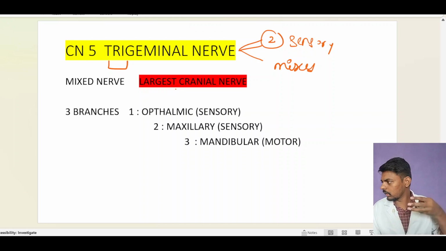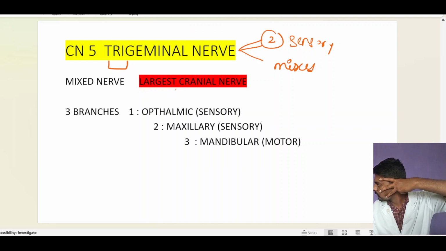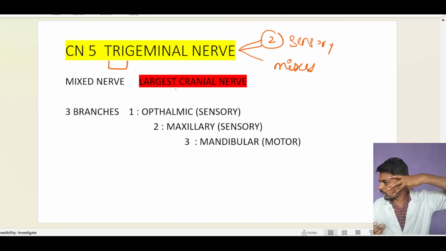So here comes our trigeminal nerve, which supplies our face as a sensory and motor nerve. It has an ophthalmic branch, which supplies the sensory function of our eye, a maxillary branch, which supplies the sensory function of our maxilla, and a mandibular branch, which is responsible for the motor function of the mandible.